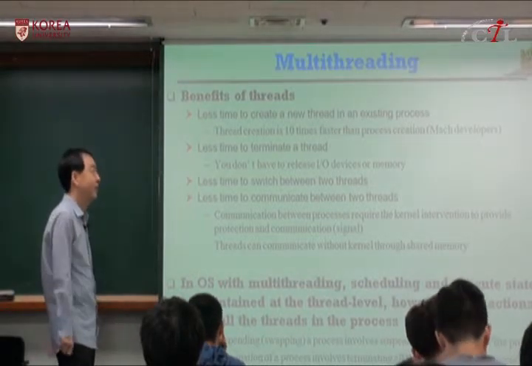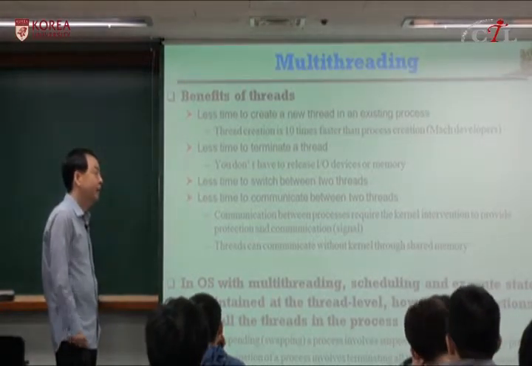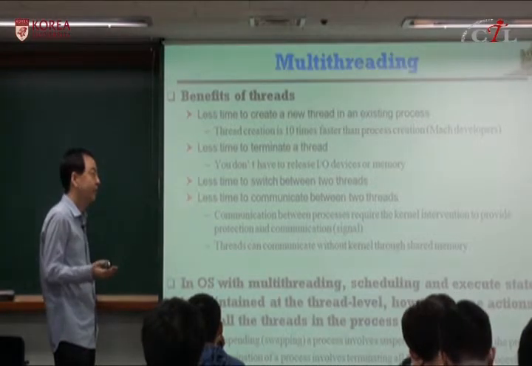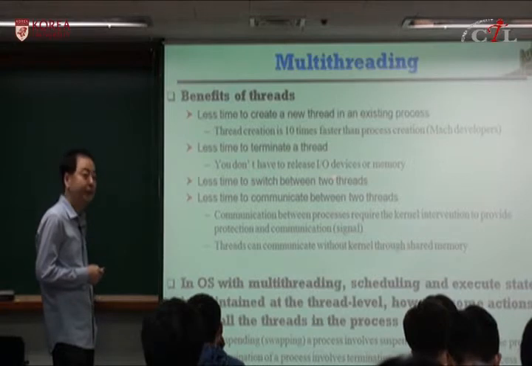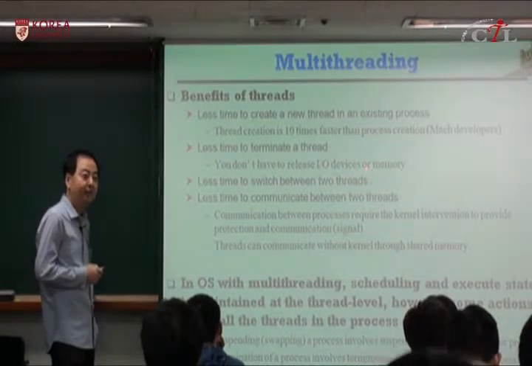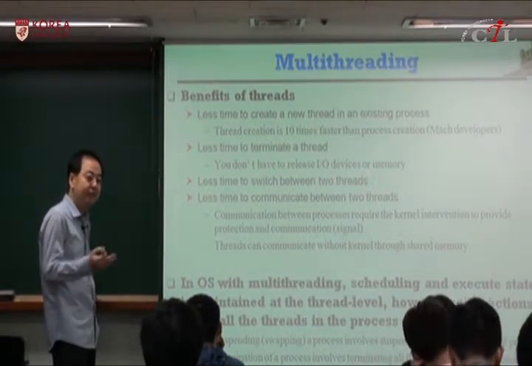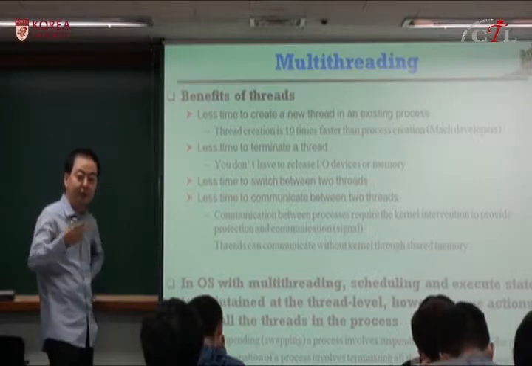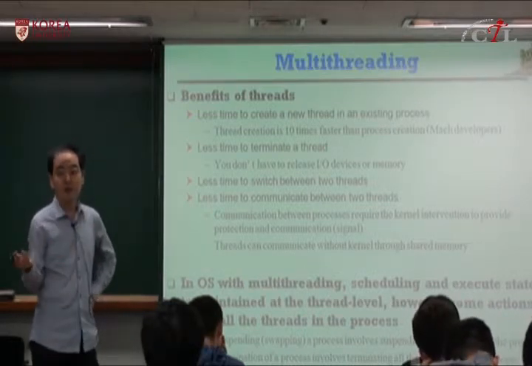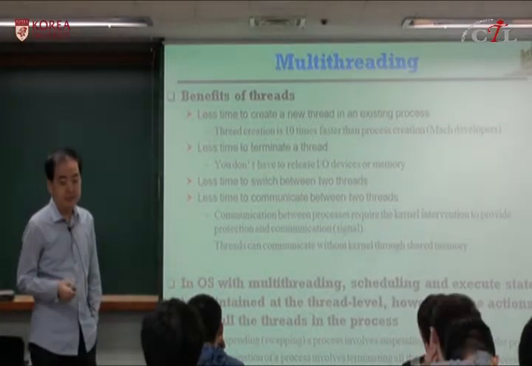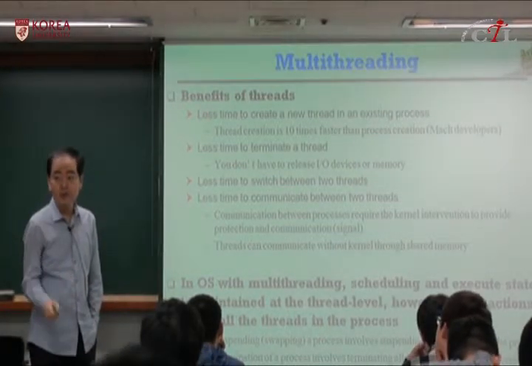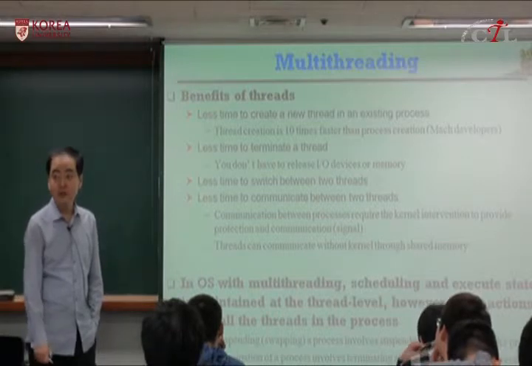You can terminate, exit the thread more easily. So it takes less time. And less time to switch between two threads. Process switching is sometimes user mode to kernel mode to user mode, two mode context switches. With thread switching, if you use kernel threads, you don't have to do a mode switch twice.